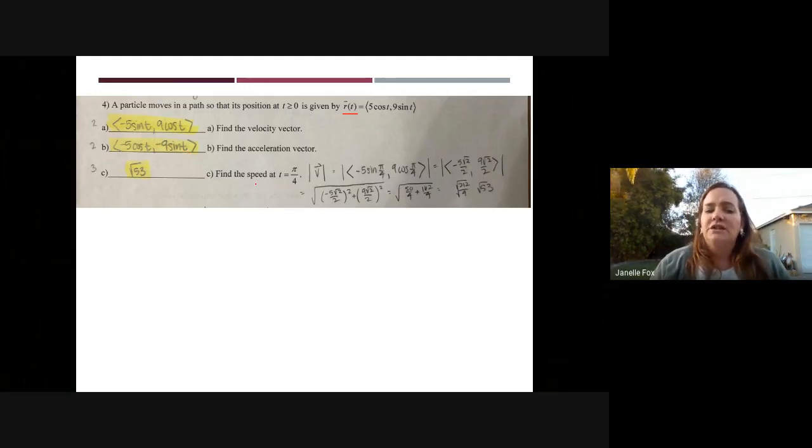Then it asks for the speed at a particular t value right here. So speed, remember, is what we call the absolute value of the vector, but we're in vector land, so it really just means that we want to take the Pythagorean theorem. So what I did is I plugged pi/4 into the velocity vector. I got 2 values, and then I went ahead and found the magnitude of that. By doing the Pythagorean theorem, it turns out to be about radical 53.